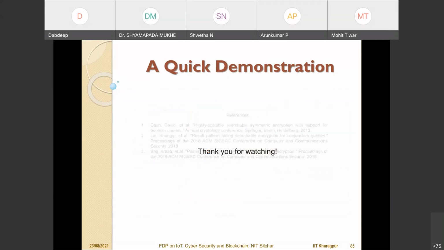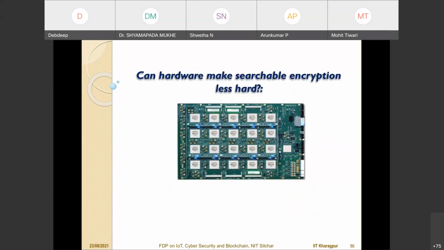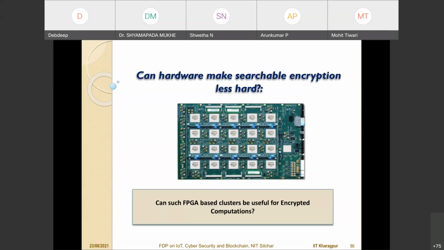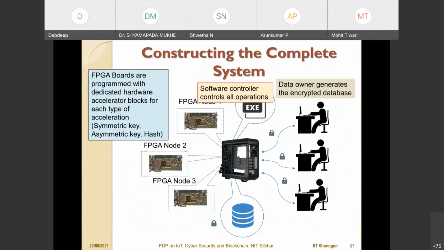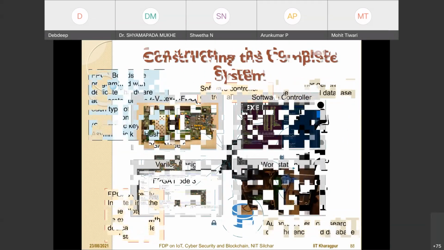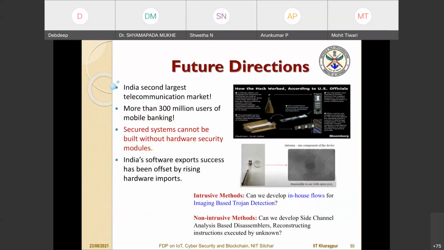Basically, we are trying to see whether this basic infrastructure on searchable encryption can be made even more efficient by applying parallelism and using special purpose hardware or FPGA acceleration, so that the overall search can be really accelerated. And there are many other directions that we are trying to look at.